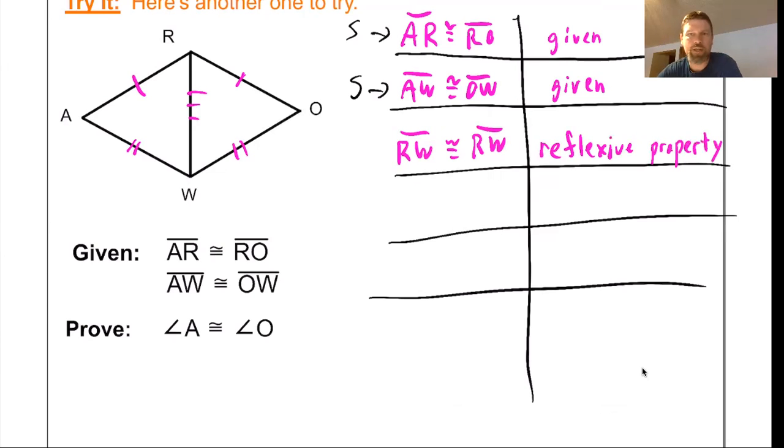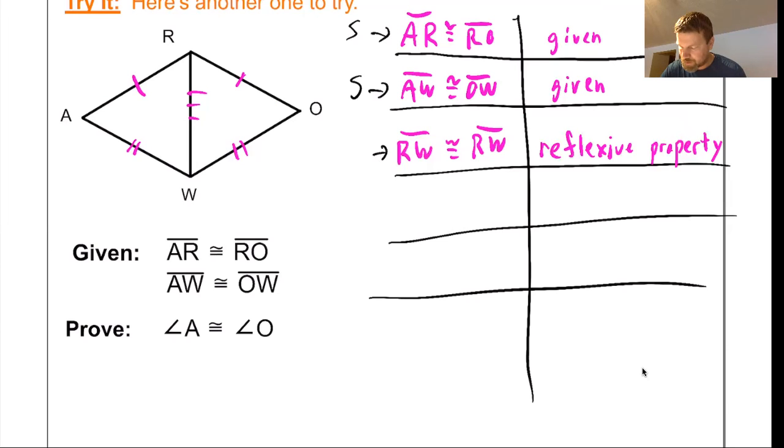The reflexive property in math is just the property that says anything is equal to itself, like 5 is equal to 5, 4 is equal to 4, RW is equal to RW, right? I'm okay with any of those reasons, just as long as you state some kind of reason you know it was true. You can write same segment, you can be all mathematical and write the reflexive property, whatever you like.